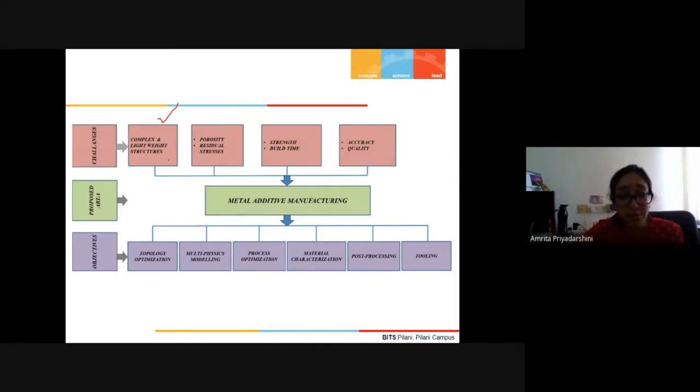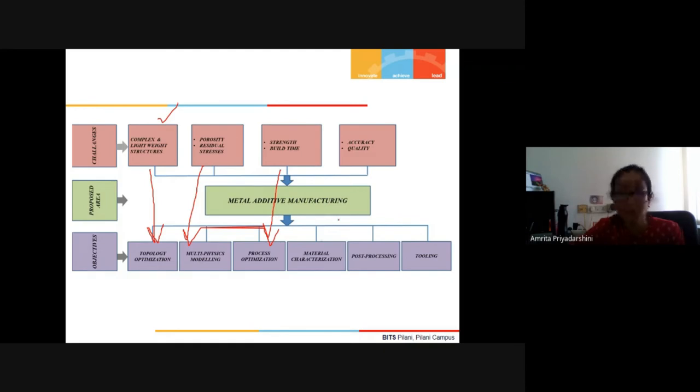So for lightweight structures, what can we go for? We can go for topology optimization. This is one area where you can think of complex and lightweight structures. Then for porosity and residual stresses, we can focus on multiphysics modeling. You can go for different modeling, and then think how to reduce the porosity and residual stresses. Then for build time and strength, we should focus on process optimization: what are the important process parameters, and how to select the right process parameters for getting higher strength and lower build time.